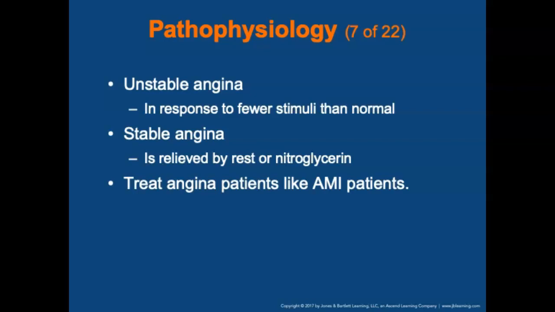There is unstable angina and then stable angina. Unstable angina occurs in response to fewer stimuli than normally required to produce angina. Stable angina responds to rest and nitro. See Skill Drill 16-1 in your book. Patients experiencing chest pain or discomfort should always be treated as if they're having an acute myocardial infarction.